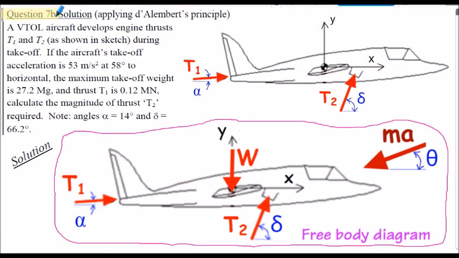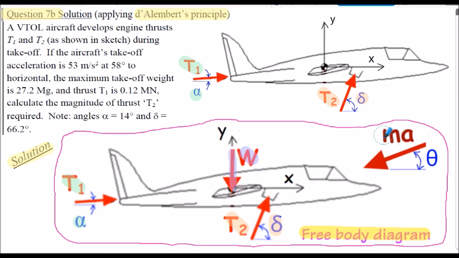So question 7b, here's our solution, applying D'Alembert's principle. Firstly, let's draw the free body diagram of our body, the aircraft here. We're clearly given in the question that we have a thrust T1 at the rear of the aircraft at angle alpha, so obviously that's on our free body diagram. And we have a second thrust from the mid-engine, T2 here, angle delta, and again that's on our free body diagram. But don't forget, because we're in a gravitational field, we must have a weight force acting vertically down, so that's my W arrow shown here.